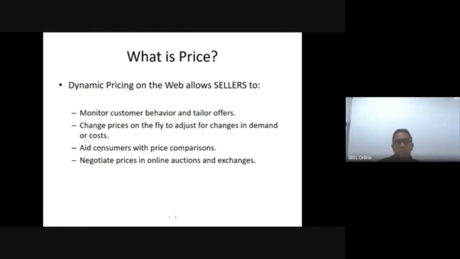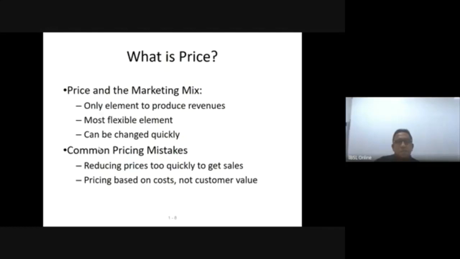So the price is therefore a very dynamic element. You have to monitor customer behavior and tailor offers, change prices, try to adjust to change in demand or cost, aid consumers with price comparisons, negotiate prices online, auctions and exchanges. Price and the marketing mix: the only element to produce revenue and, as I said, the most flexible element that can be changed quickly. Pricing can be changed quickly, not like other things. Product you just can't change quickly. Promotion and distribution also are not easy to change quickly, but price is different. Common mistakes are reducing prices too quickly to get sales, and pricing based on cost, not customer value.